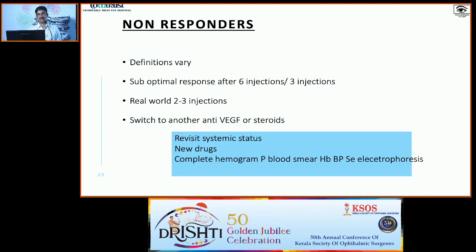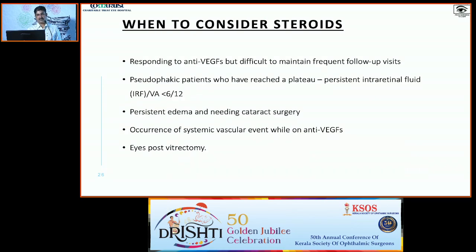See if any new drug has been added by the physician. Also, I make it mandatory to get a complete hemogram, CRP, ESR, peripheral blood smear, HB, BP, and in very suspicious cases, get a serum electrophoresis because multiple myeloma and gamma globulinemia can mimic resistant DMEs.